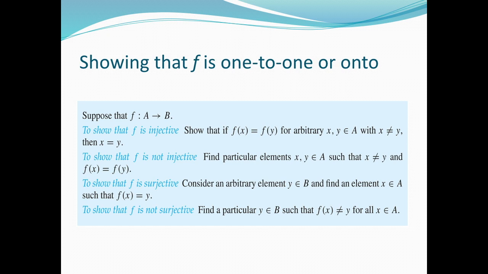And for a surjective function, you also need to choose an arbitrary element y that belongs to B and find the element x that belongs to A, such that f of x equals y. Once you find this, you conclude that it is a surjective function or not. To show why f is not surjective, you need to find a particular value y where f of x is not equal to y for all elements x in the set.